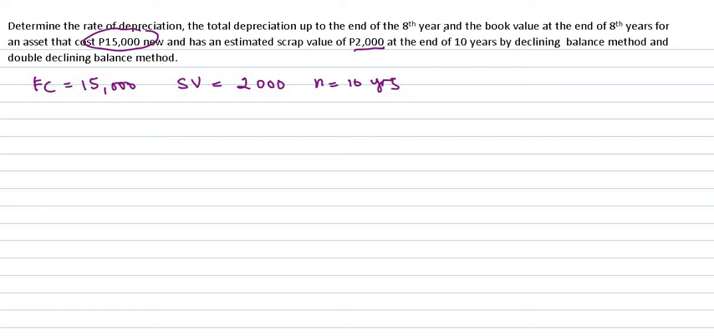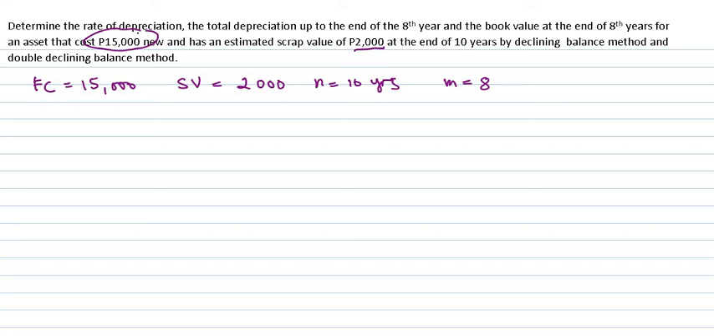Okay, end of 10 years. And then we have here this 8 depreciation up to the end of the 8th year. So later on we will have this 8 as our M. Okay, so we have here M is equal to 8. So these are the given data based on the problem.